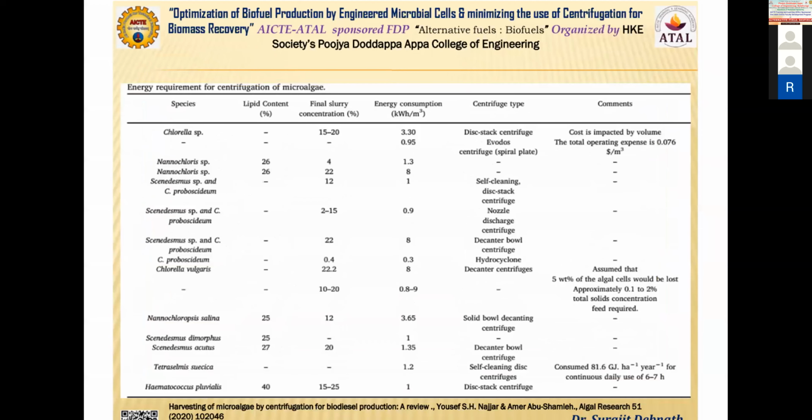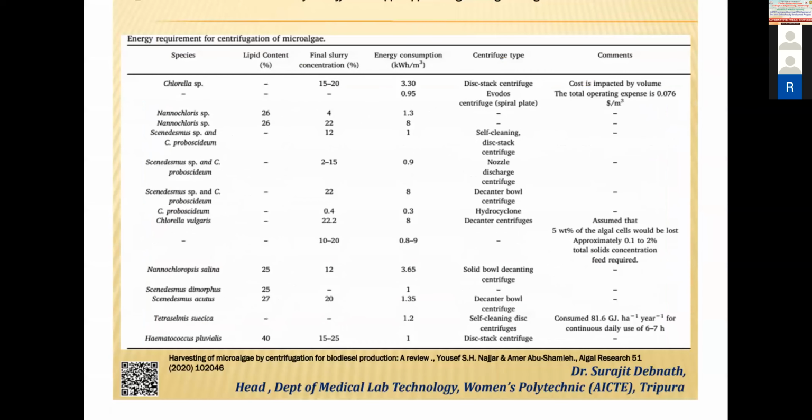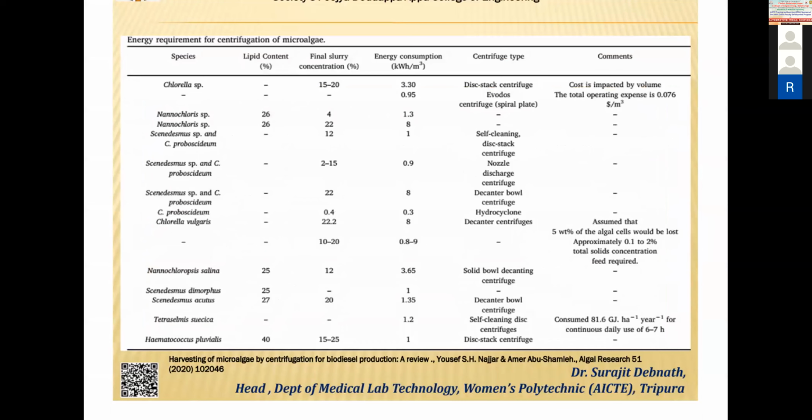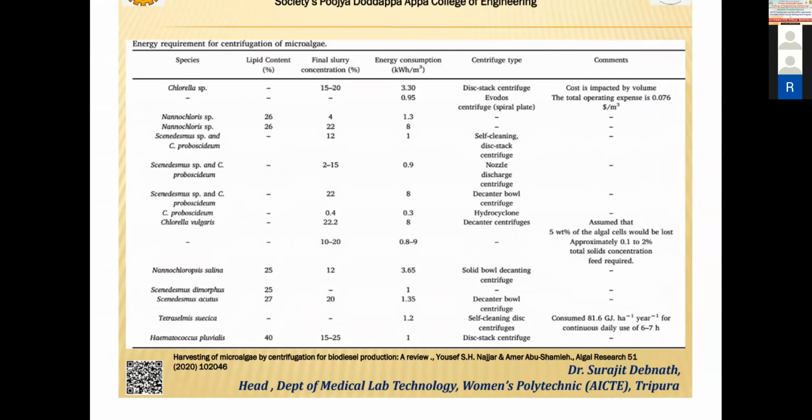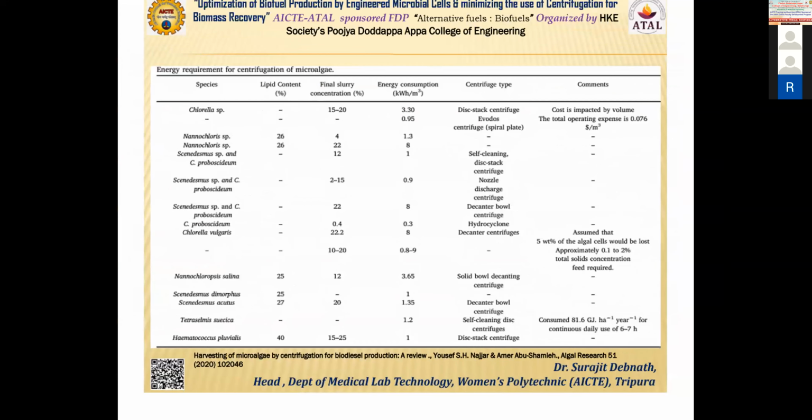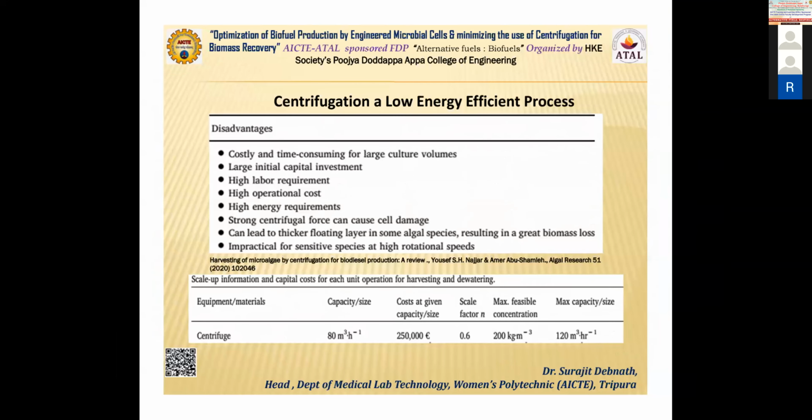Okay, now centrifugation. What are the pros and cons of centrifugation? The disadvantages are huge. It is very costly and time consuming. There is a large initial capital investment as well, high labor and equipment costs, high operational cost, and high energy requirement. But in a nutshell, it's a very huge expenditure. So what will happen if we can directly remove this step by some low energy investments? It will drastically reduce the cost of your biofuel production system. Okay, so these are also some costs.